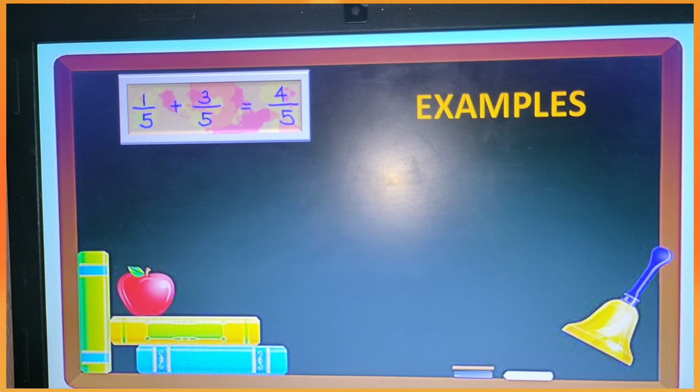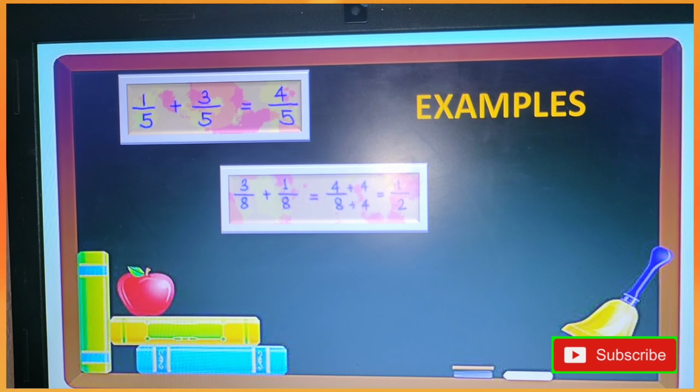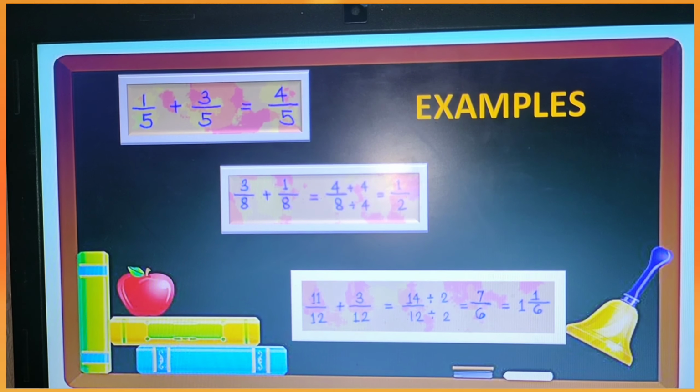1/5 plus 3/5 equals 1 plus 3 equals 4. The denominator is 5, so the answer is 4/5. 4/5 is in lowest term, and that is our final answer. Next example, 3/8 plus 1/8 equals 3 plus 1, 4 over 8. 4/8 is in higher term. Let's find the GCF. The GCF is 4. So we have 4 divided by 4 equals 1. 8 divided by 4 equals 2. The answer is 1/2.